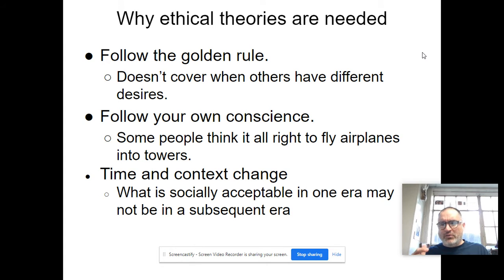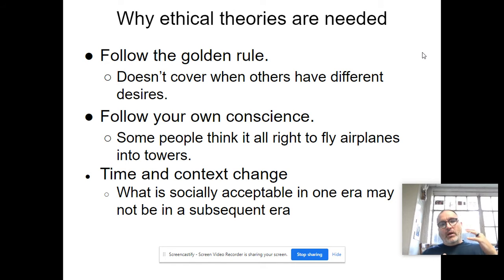Do unto others as you'd have them do unto you. Well, as a straight white middle aged man, what I want done to me is probably not the same thing that a Native American lesbian woman who grew up in an impoverished reservation in New Mexico would want. So it doesn't always translate.